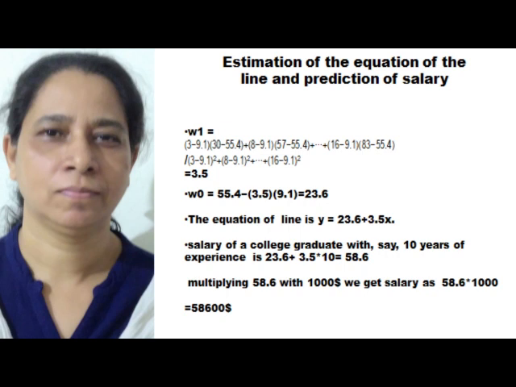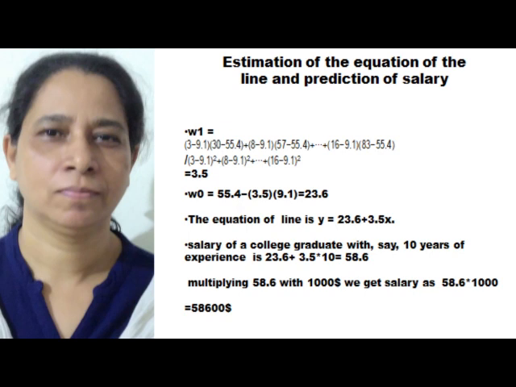After calculating W1, W0 is calculated using the formula W0 equals y dash minus W1 into x dash. So W0 is equal to 55.4 minus 3.5 into 9.1, which is equal to 23.6. Thus, the equation of the least square line is estimated as y is equal to 23.6 plus 3.5 into x.